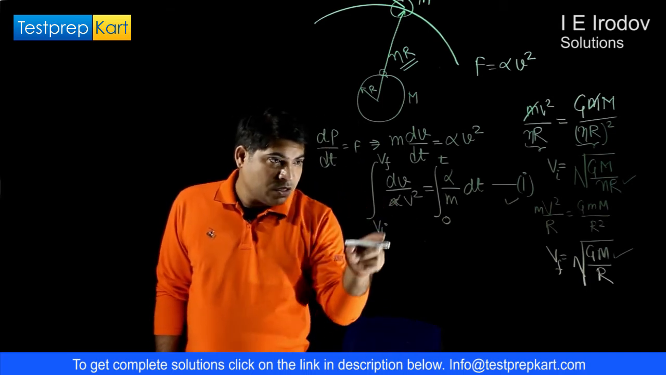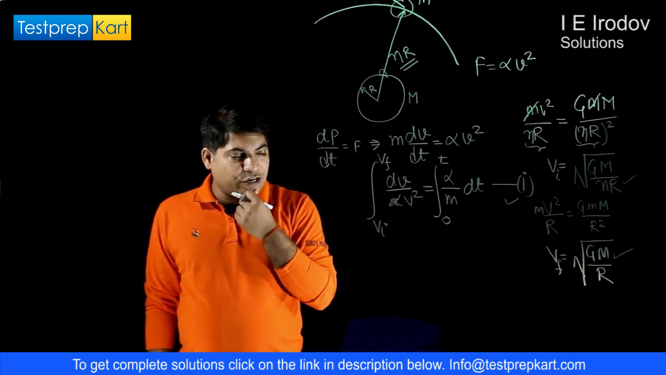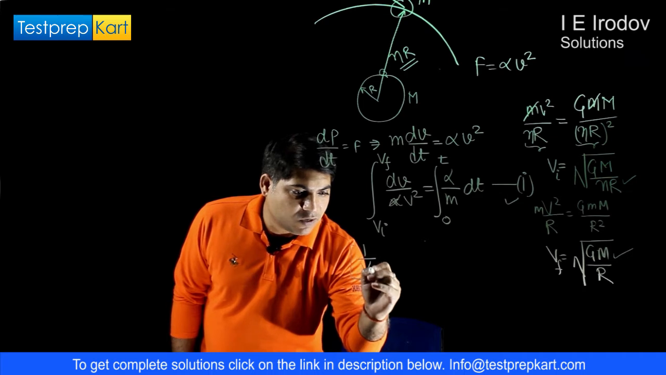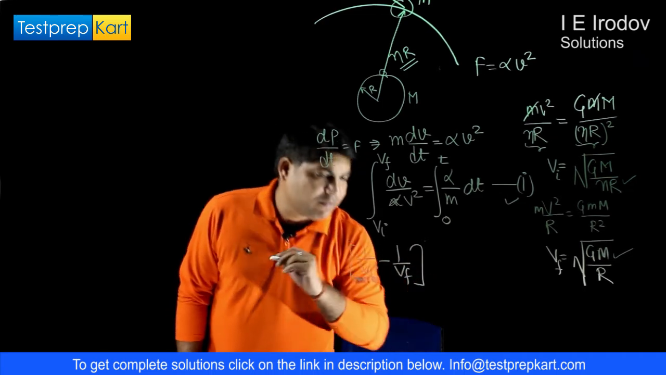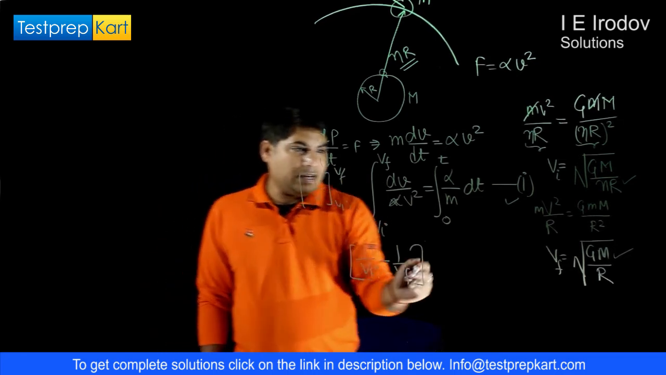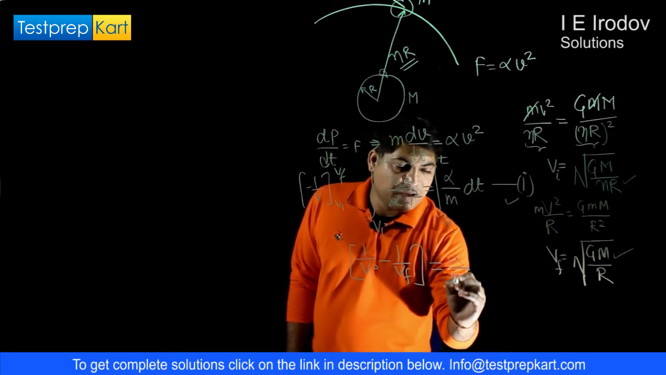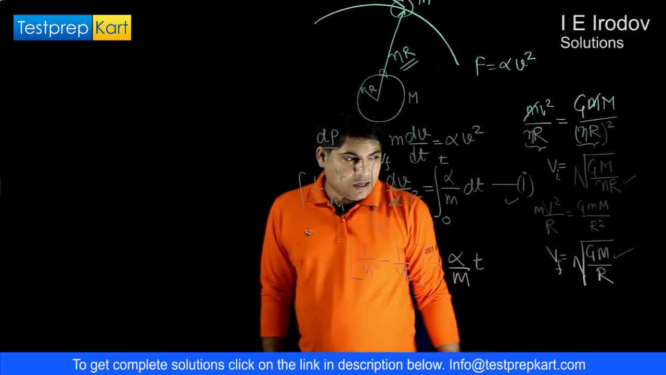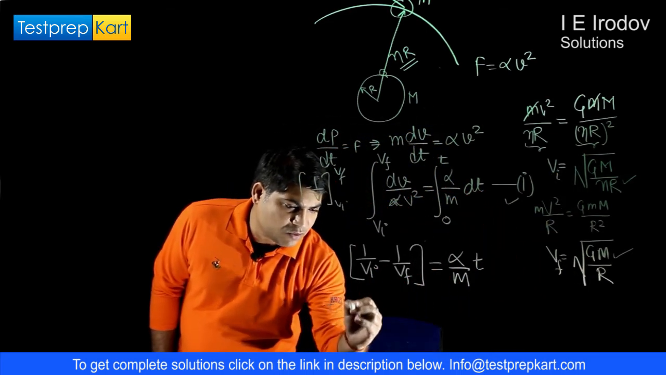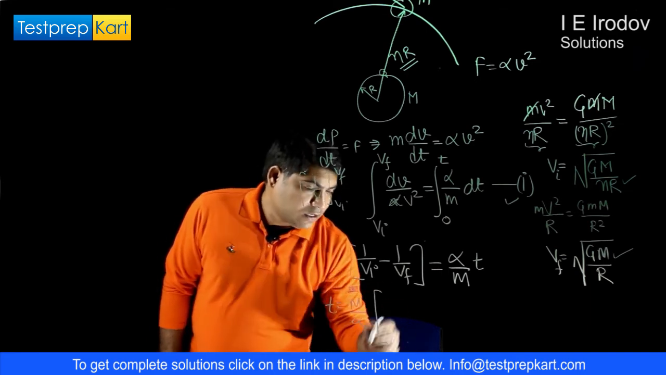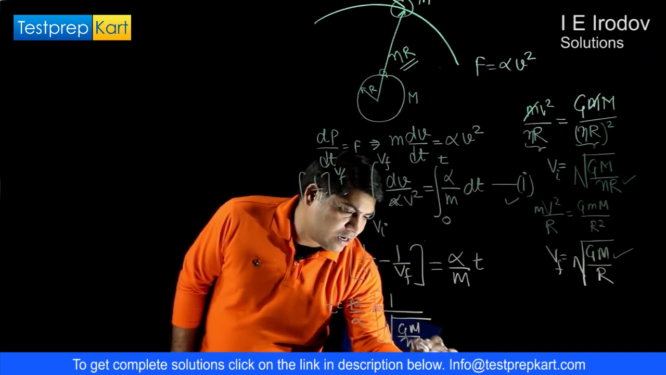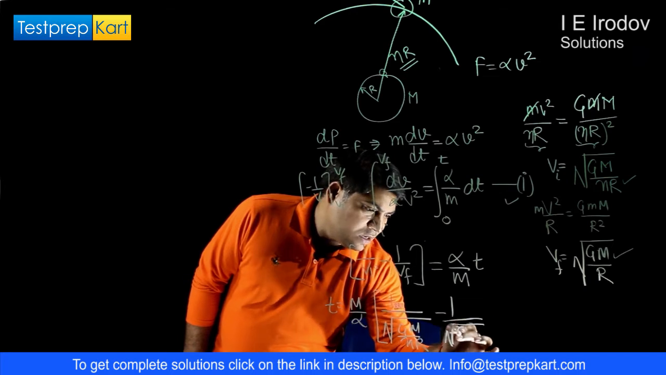Let's solve this expression. In this case, dv over v square, and the integration of 1 over v square is minus 1 over v. So we can write this as 1 over vi minus 1 over vf, because it is minus 1 over v and the limits are vi and vf. This is alpha over m and the integration of dt is t. So we can put vi and vf here. We are getting t equal to m over alpha times 1 over under root G M over eta into r minus 1 over under root G M over r.